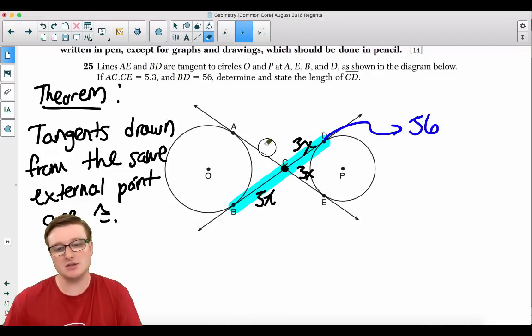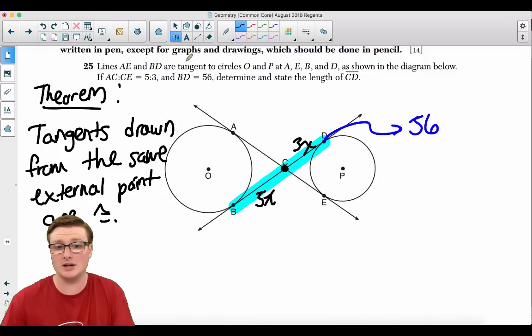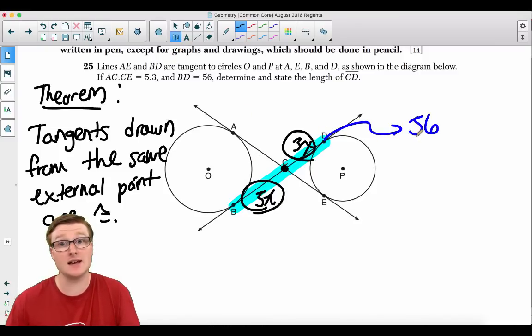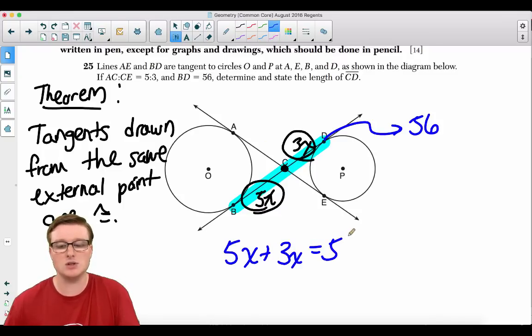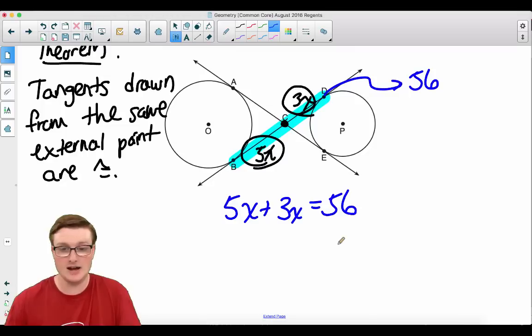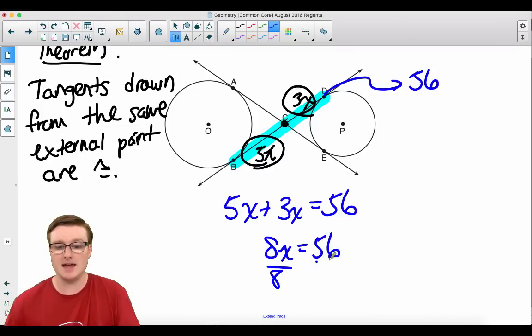Now, this 5x and 3x kind of go away in the sense that we don't really need those anymore, because now we have 5x and 3x and 56. Now we can easily find x, because 5x plus 3x is equal to 56. So now let's go ahead and solve this equation. 5x plus 3x is 8x is equal to 56. Divide by 8 on both sides. You get x is equal to 7.